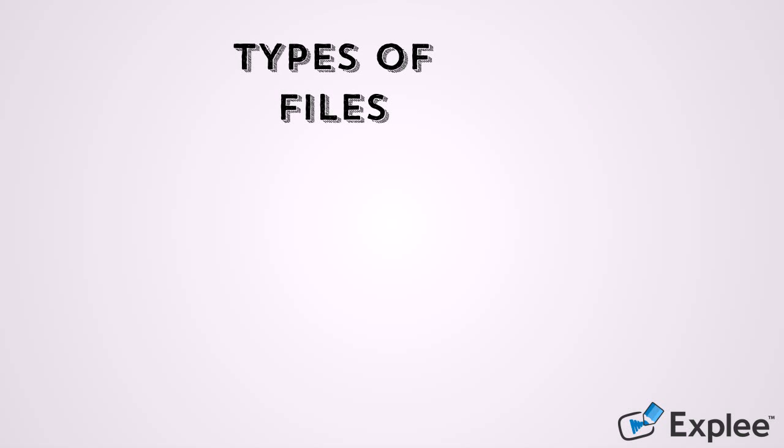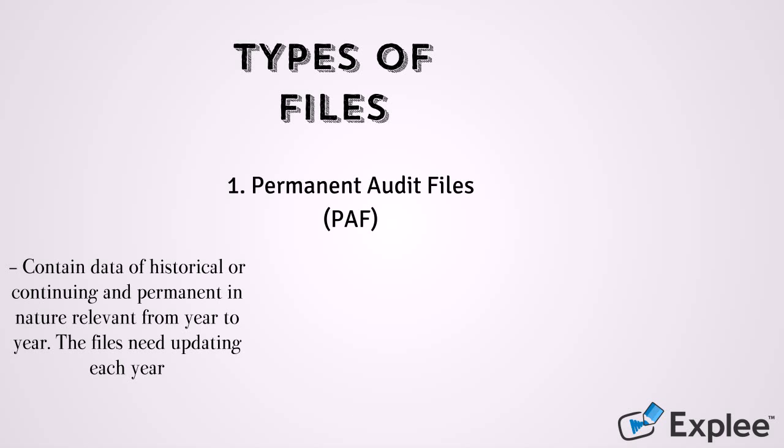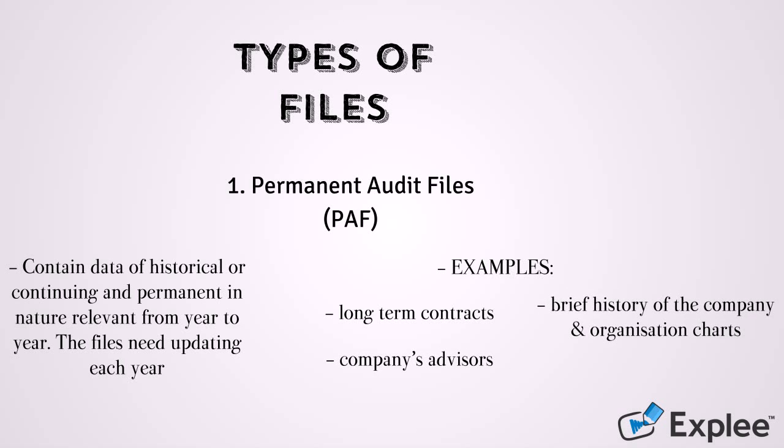Types of files. Permanent audit files. They contain data of historical or continuing nature, permanent and relevant from year to year. The files need updating each year. Examples of permanent audit files are long-term contracts, company's advisors, brief history of the company and organization charts, evaluation of internal control systems.